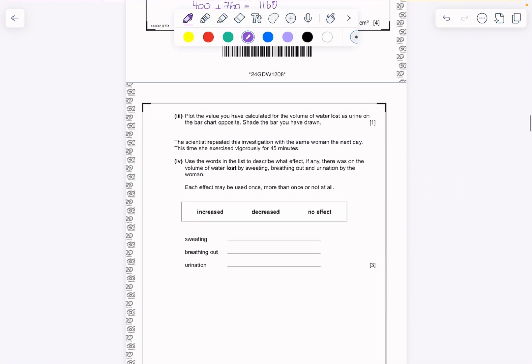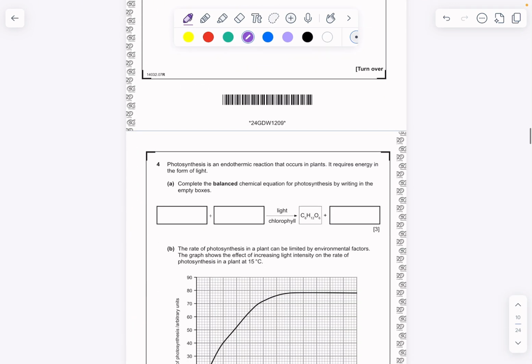Now, next one. The scientists repeat the investigation with the same woman the next day. This time she exercised vigorously for 45 minutes. Use the words in the list to describe the effect, if any, on the volume of water lost by sweating, breathing out, or urination by the woman. What would happen if she exercised? Sweating would increase, breathing out would also increase, but urination would decrease because you're trying to maintain the water you have. Then we go on to the next one, photosynthesis.